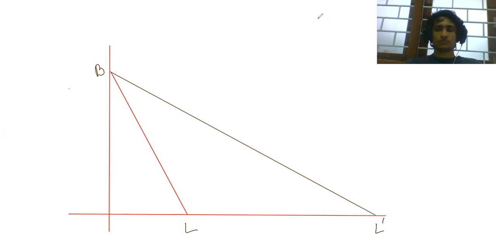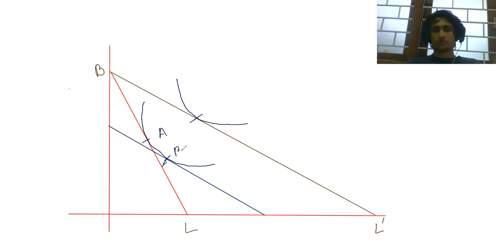In order to find out the Hicksian substitution effect, I had a budget line like this. Right? So movement from A to B is the substitution effect, B to C is the income effect, correct? This all of you know.